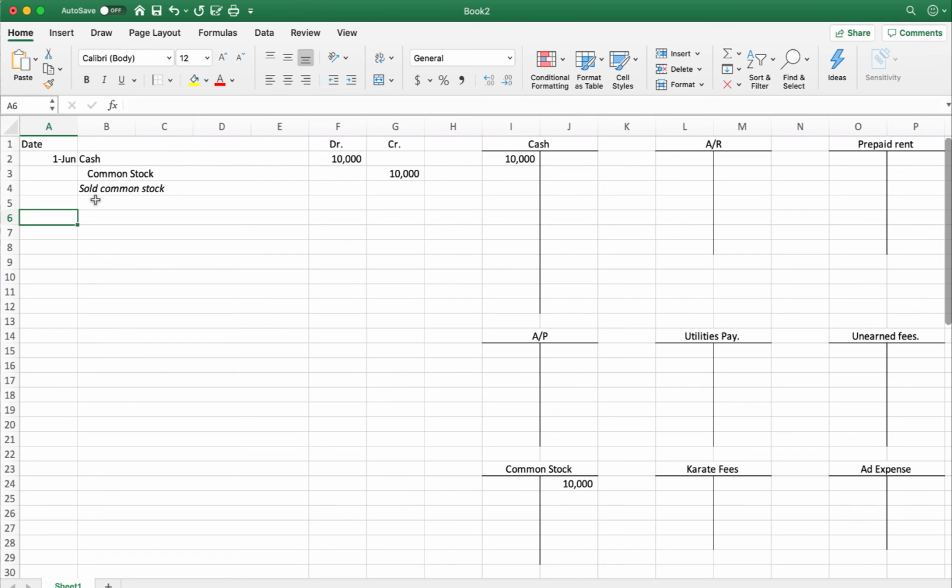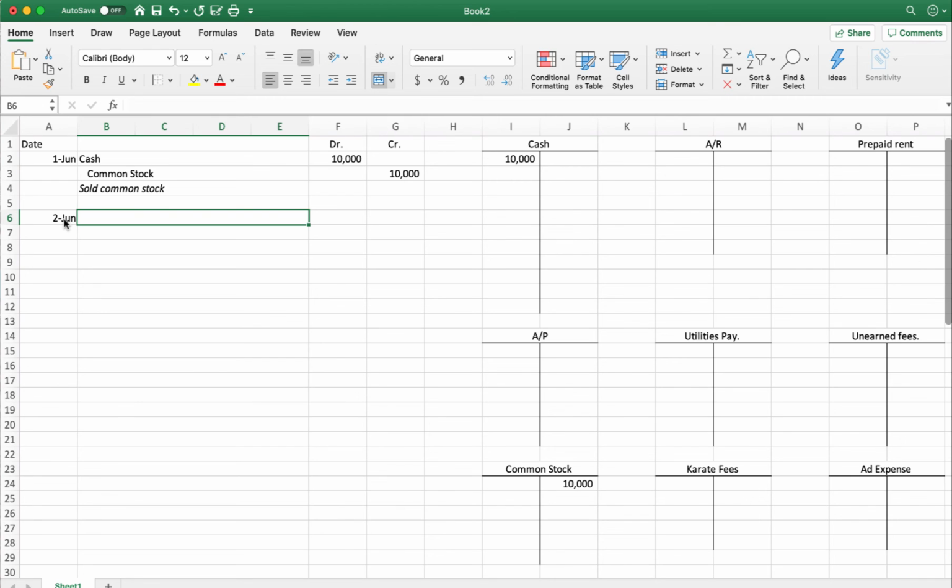Moving along, second journal entry. Please make sure you skip a space between your journal entries. On the second, so 6/2, what happened? Well, purchased equipment for $47.50, paying $750 cash with the balance due in 30 days.